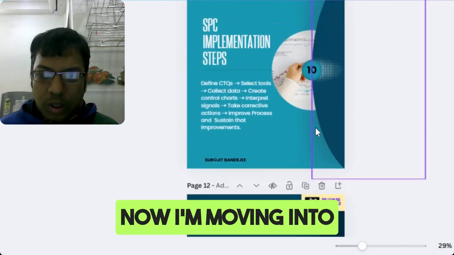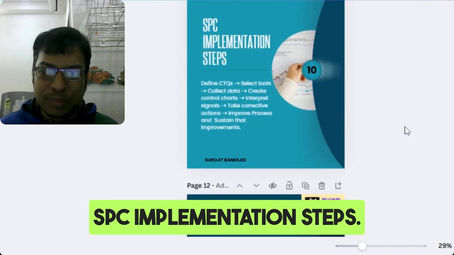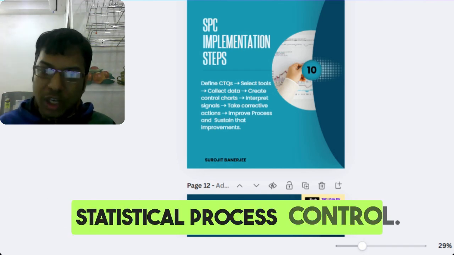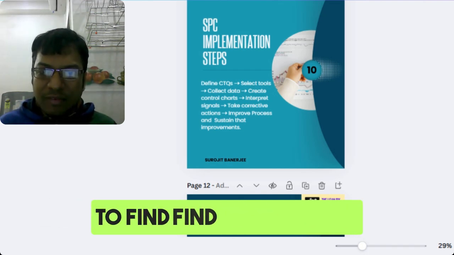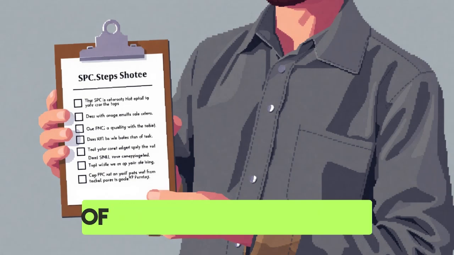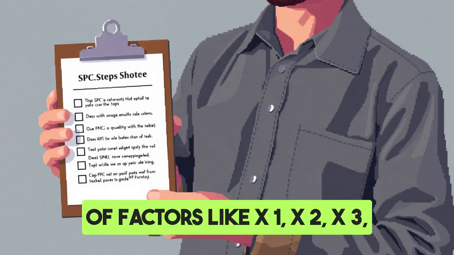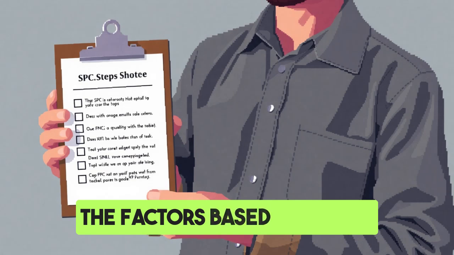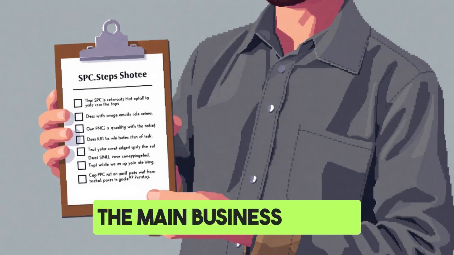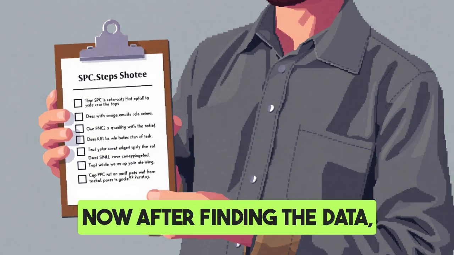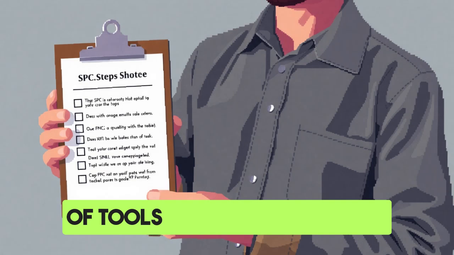Now I'm moving into SPC implementation steps. There are some steps involved by which you can implement statistical process control. First of all, you need to find out the CTQs, the critical to quality factors. So Y is a function of X. Y depends on a number of factors X: X1, X2, X3, X4, all these things. So you need to find out the baseline data. What are the factors on which the main business case depends? Y is depending. Now, after finding the data, you need to select tools and collect the data.